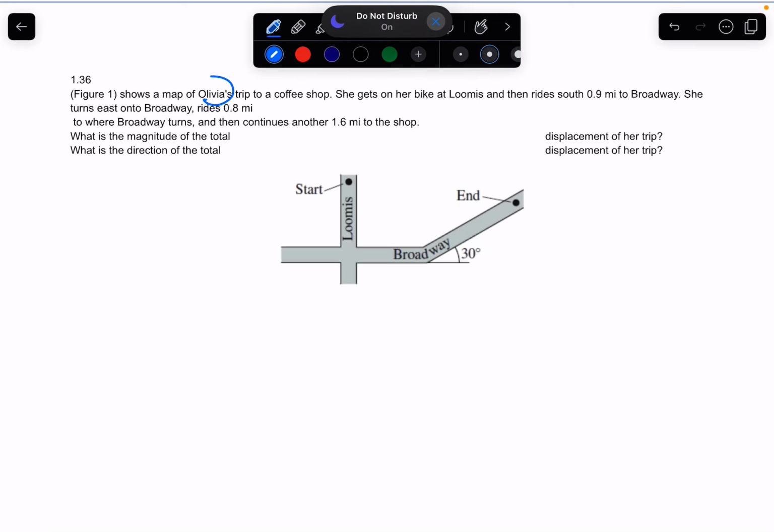All right, so Olivia here is going to a coffee shop. She gets on her bike. I like going on bikes. And then she's going to ride 0.9 miles south. So we know the distance from here to here is 0.9 miles.